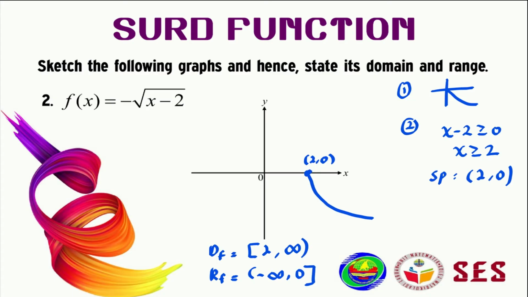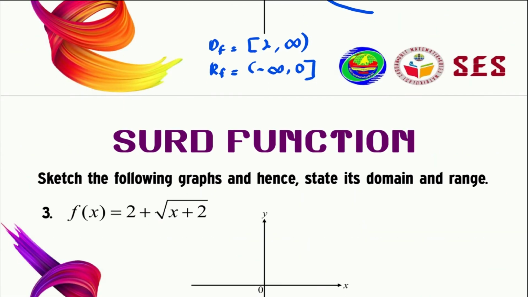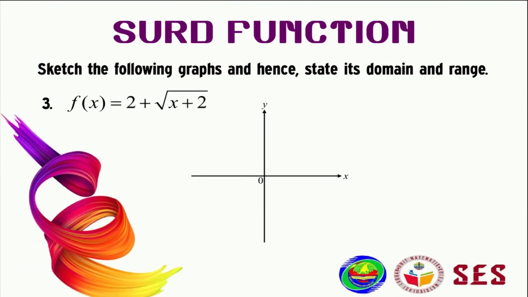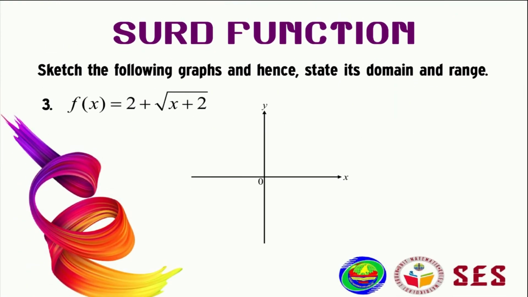All right, so question number 3, the last one. So suppose now we need to sketch the graph of f(x) equals 2 plus square root of x plus 2. So as always, first and foremost, let us determine the shape of this function first. We have positive x here and positive in front of the square root sign, so which means our graph is in this shape.